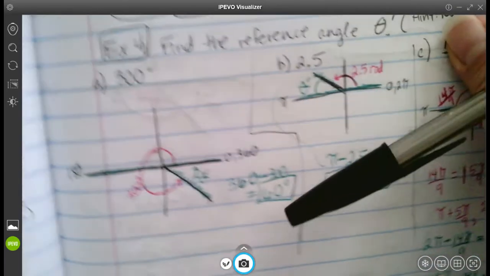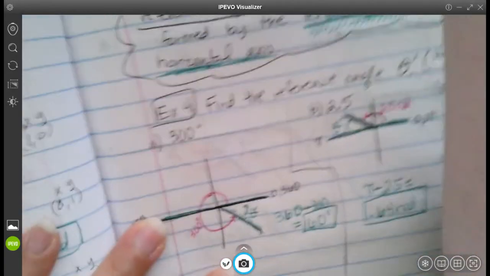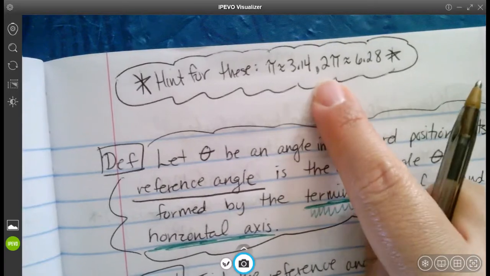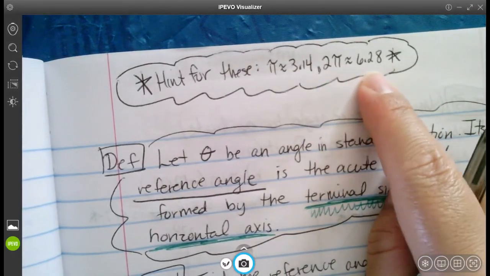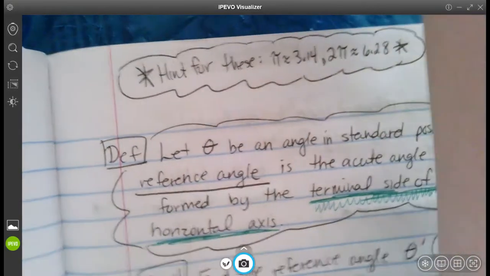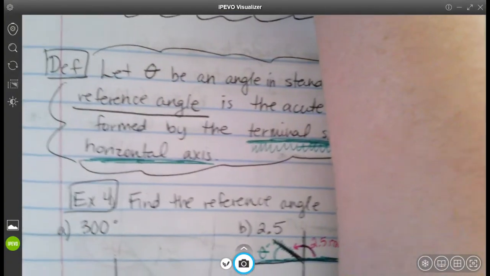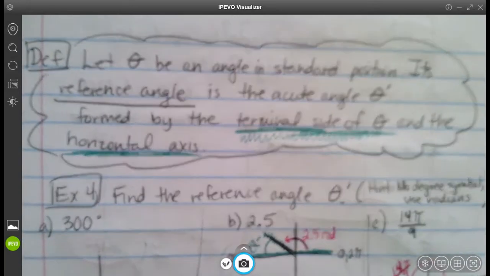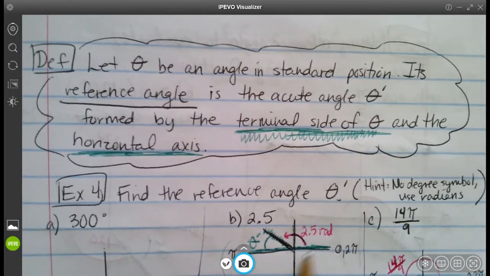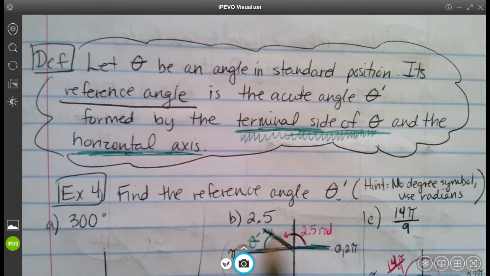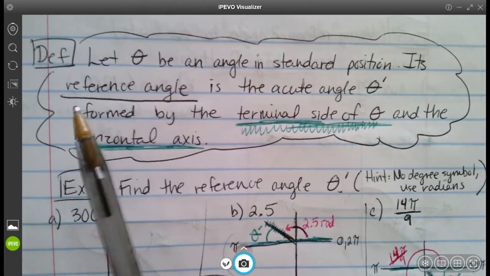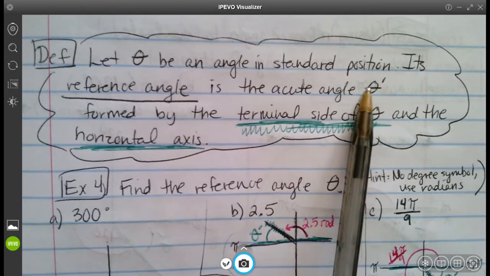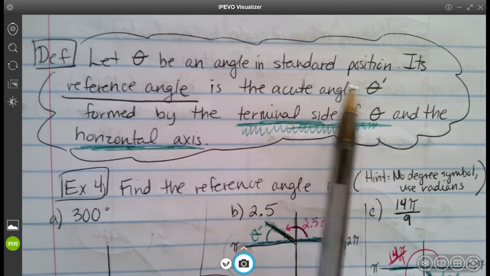Next example. Pretty quick, hopefully. For this one, I want to give a hint at the top that pi is approximately 3.14 and 2 pi is approximately 6.28. Okay, so we're going to let theta be an angle in standard position. In other words, it's going counterclockwise, and we have the initial and the terminal side in that area. Its reference angle is the acute angle theta prime. So this just means like the complement of it, if that makes any sense.